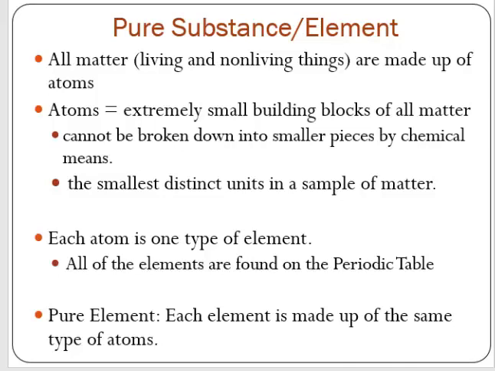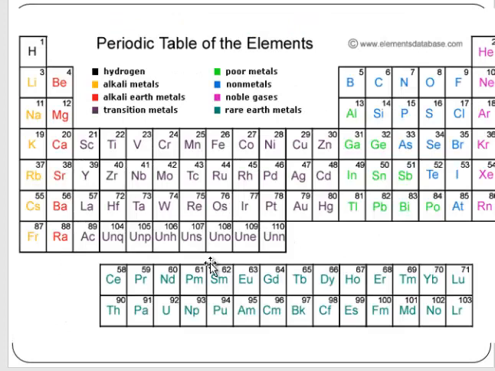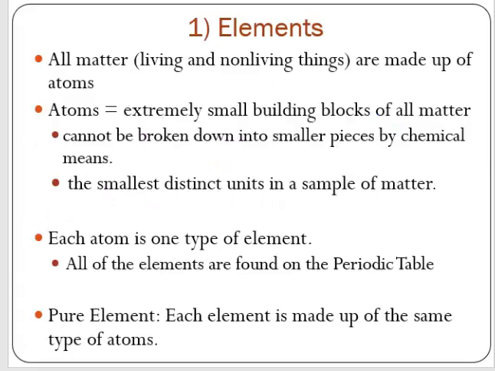We've talked about elements before, and we know that we can see those elements by looking at the periodic table. All of these here are individual elements. We've got the element lithium, we've got the element beryllium, we've got the element iron and nickel over here, and all of these are individual, different types of elements. So a pure element that we're going to talk about in class means that it's only going to be made up of one type of atom.